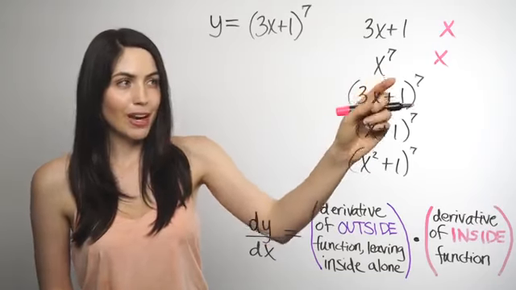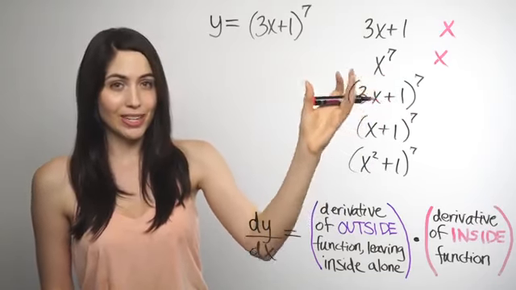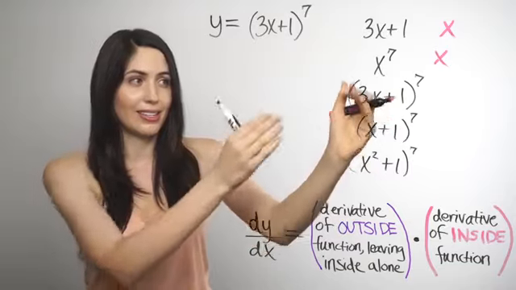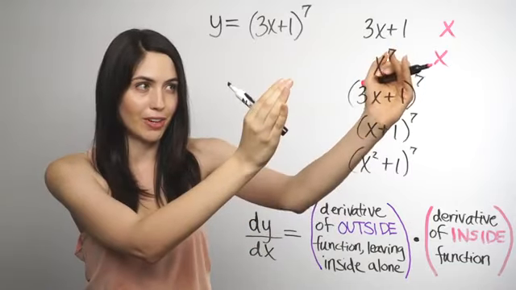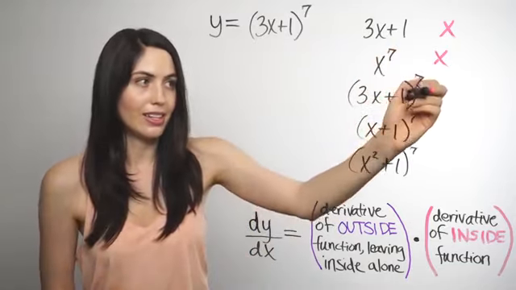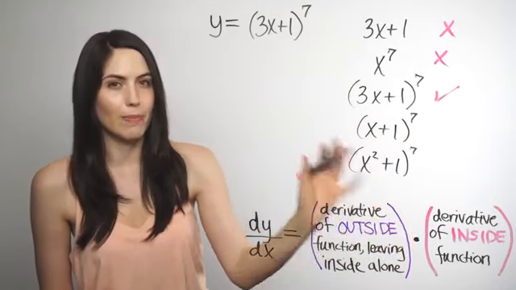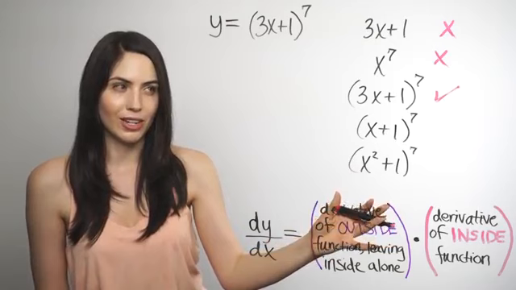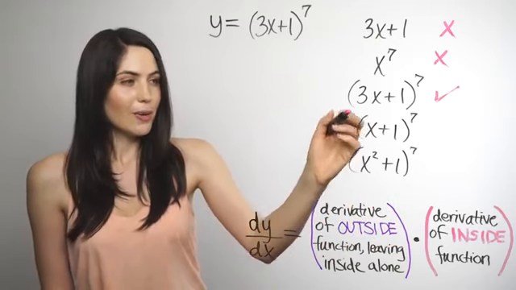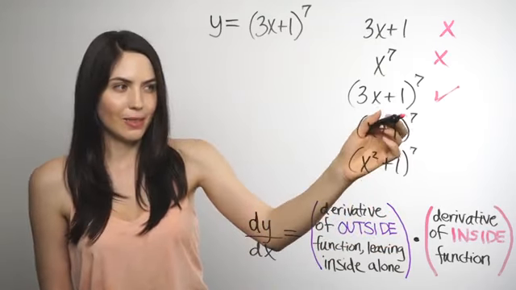3x plus 1 to the 7th power should look very familiar. We used the chain rule on that because it's an inside function in a larger outer function. It's a composite function. Definitely. The inside derivative ended up being 3, and we didn't want to miss that part by not using the chain rule. What about x plus 1 raised to the 7th power?